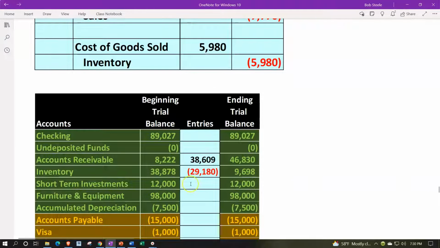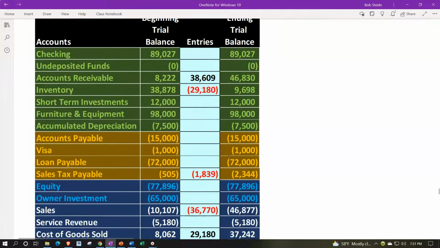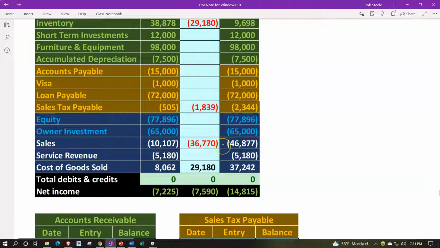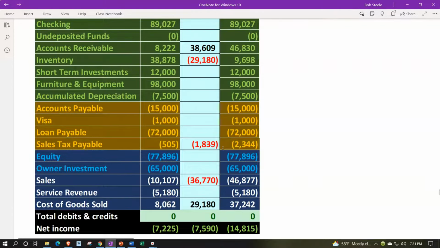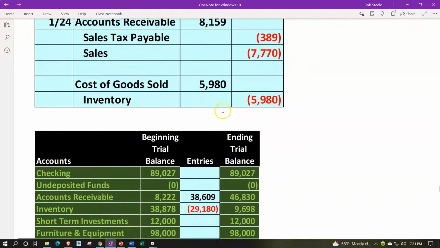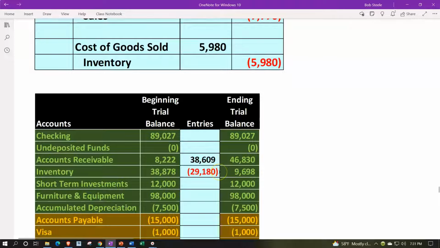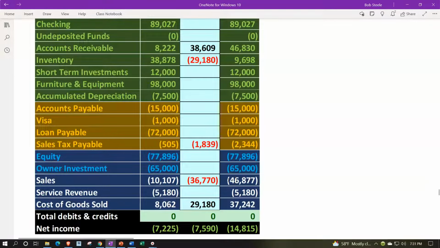If we post that out, accounts receivable goes up by $38,609 to $46,830. The sales goes up by $36,770 to $46,877. The sales tax payable goes up from $1,839 to $2,344. Then the inventory is going to be going down, to $9,693. Both of those transactions, by the way, are included in these entries' numbers. And then the cost of goods sold is at $46,877.